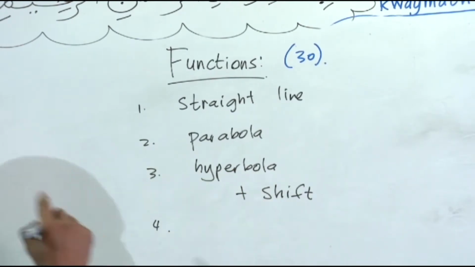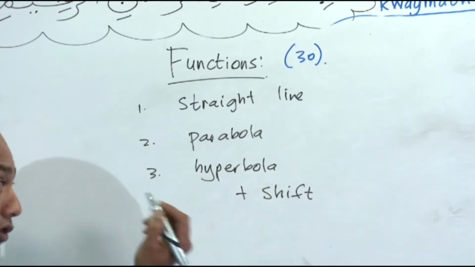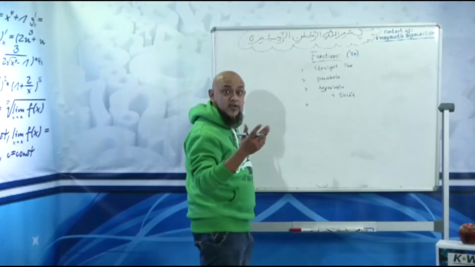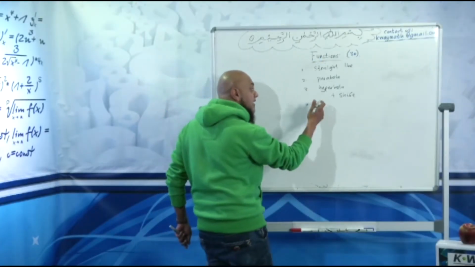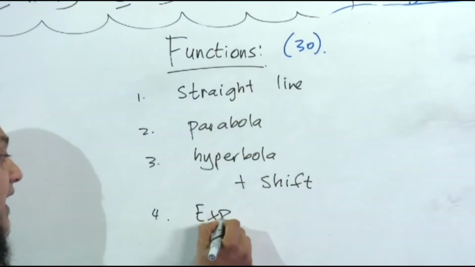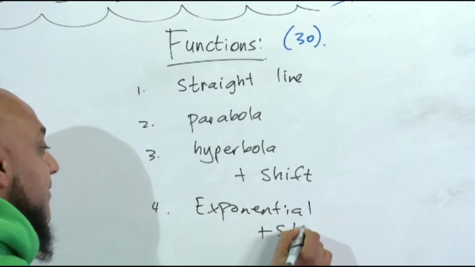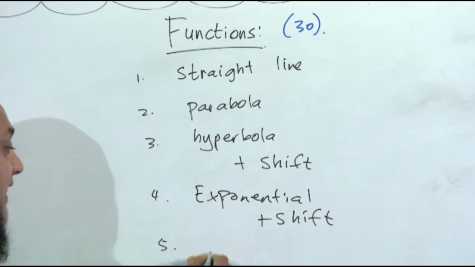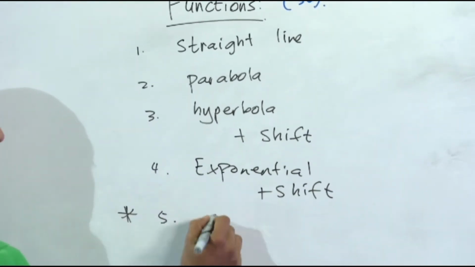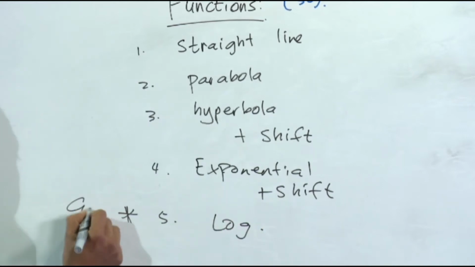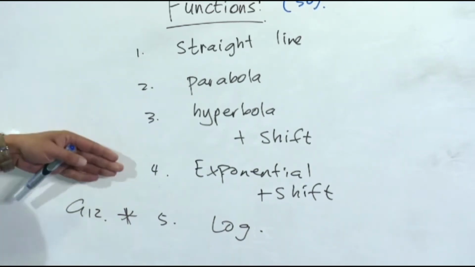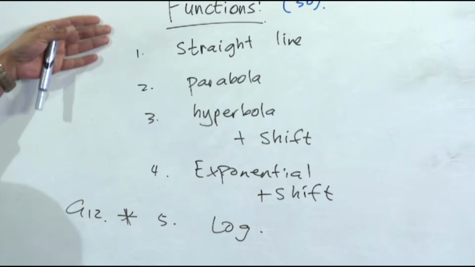The next function, which I think you're already saying in your head because you already know it as a grade 11 or 12 learner, you already know what the next graph is going to be. The exponential graph and the shift. And obviously for grade 12s, I'm going to put now, this is your log graph. Okay, grade 11s, that's where you'll stop. Grade 12s, you need to know all these graphs.